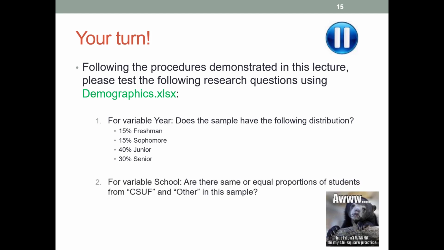And then the second question is for the other variable, school. The school variable has only 2 values, CSUF and other, and the school variable tells you which school the student came from. And the research question for you is, are there same or equal proportions of students, so essentially 50%, 50%, from CSUF and other in this sample? Go ahead and see if you can test that as well. And look forward to hearing about your results. And of course, please feel free to post any questions you may have on Canvas.